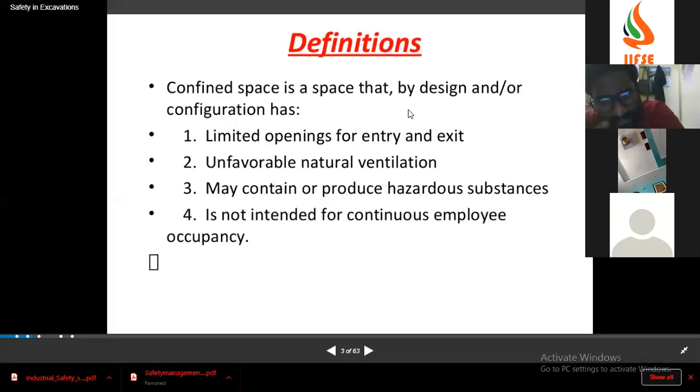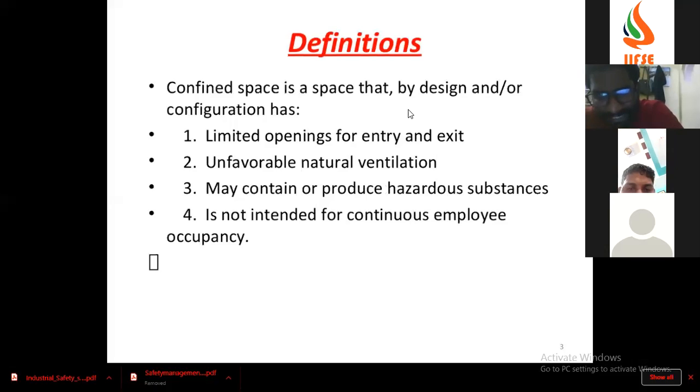Definition: a confined space is a space that, by design or configuration, has limited openings for entry and exit, unfavorable natural ventilation, may contain or produce hazardous substances, and is not intended for continuous employee occupancy. Okay, so that is the basic concept of confined space.